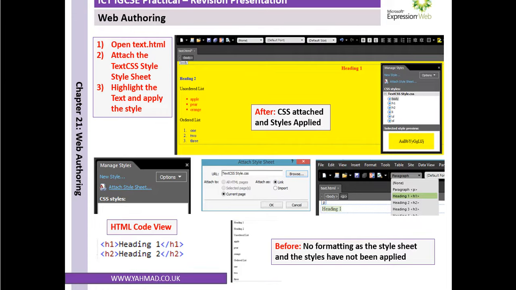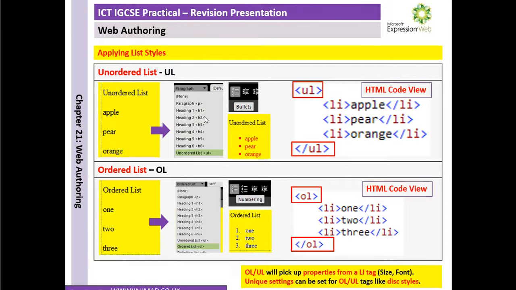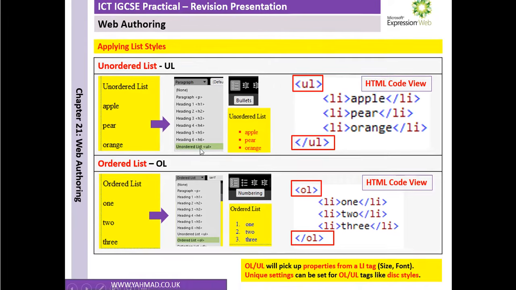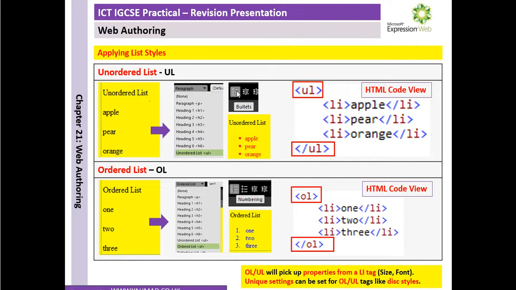Right, so let's have a look at the next slide now. So the unordered list, as mentioned before, there's two ways of applying an unordered list. Actually, there's three different methods. We can highlight the text, you can come up to paragraph, and you can select unordered list or ordered list. For the unordered list, you can also highlight the text and you can click on the bullet points. For the ordered list, you can click on the numbering bullet points.